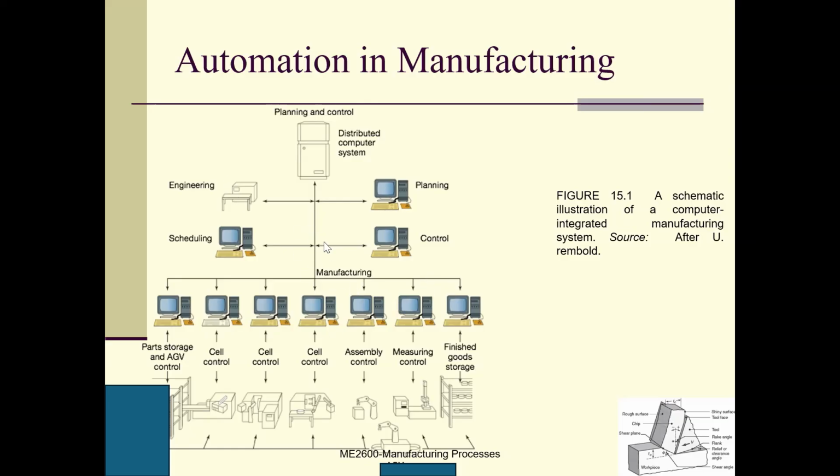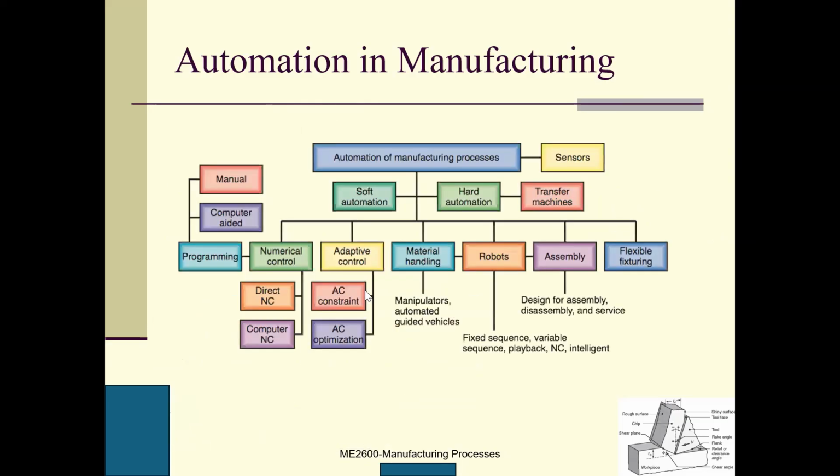So here is a typical system. This is automation of manufacturing processes. We have sensors, and soft automation and hard automation. Soft automation is mainly software, and hard automation is hardware. This is a transfer machine.